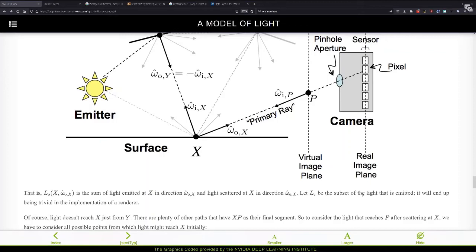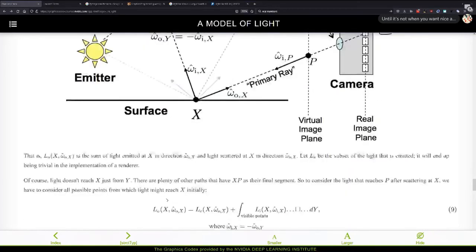Let LE be the subset of light that is emitted. It will end up being trivial in the implementation of a renderer. Subset of light emitted. Okay. Light doesn't just reach X from Y. There are plenty of other paths that have XP as their final segment. So consider the light that reaches P after scattering at X. We have to consider all possible points for which light might reach X initially.